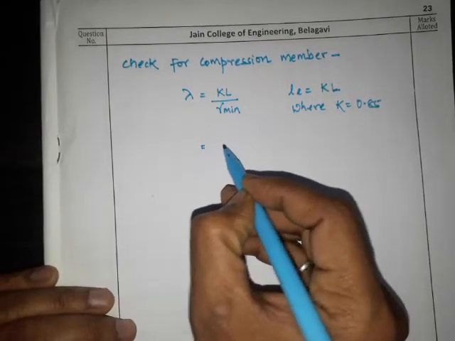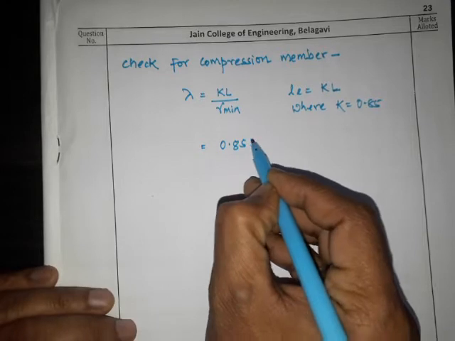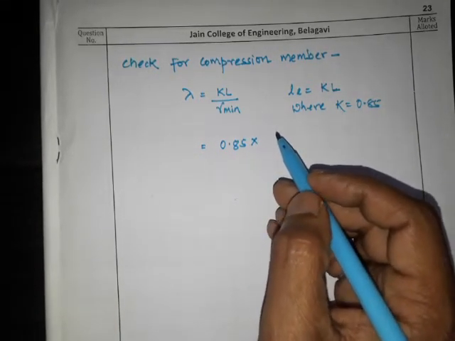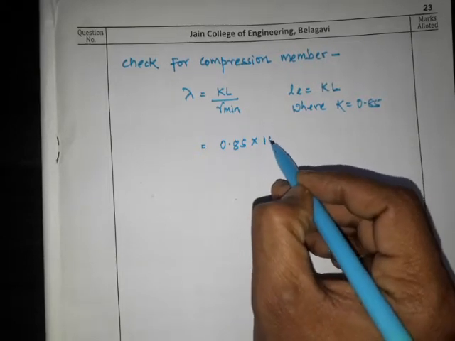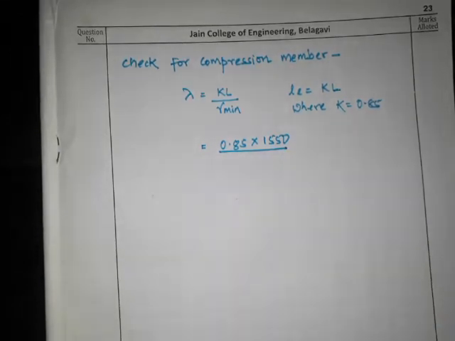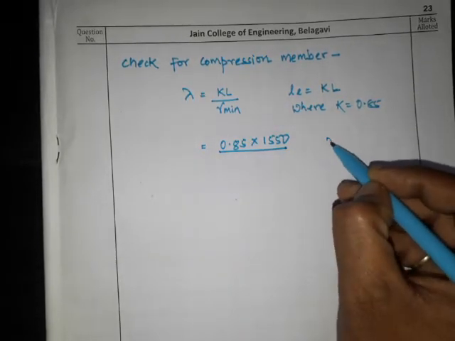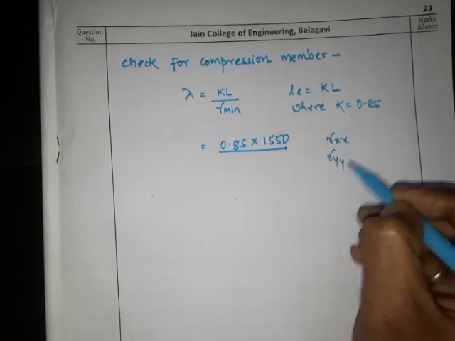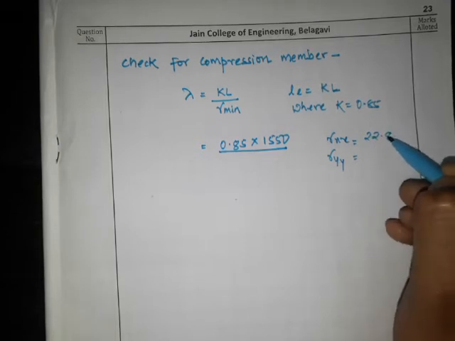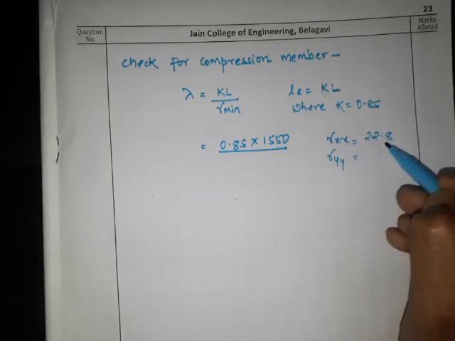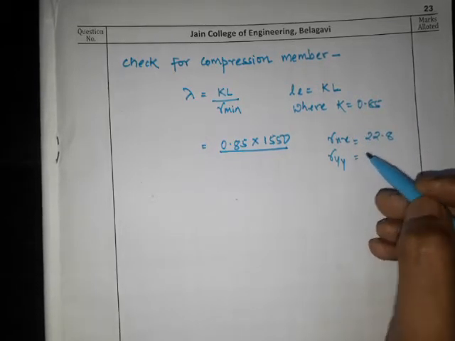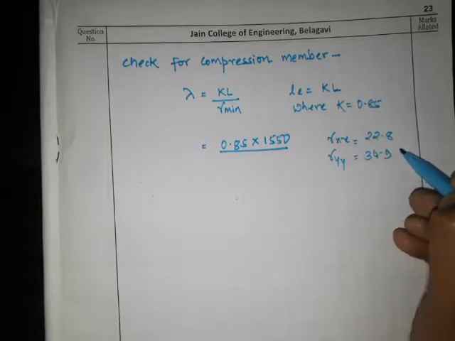So K is 0.85. L is the length of the principal rafter, not the bottom tie or the main tie, which is 1.55 m. So 1550 divided by r minimum, which is very important here. From the steel table you will get the values rxx and ryy. You have to refer to 22.8, the radius of gyration about the XX axis, and about the YY axis we get 34.9 mm.